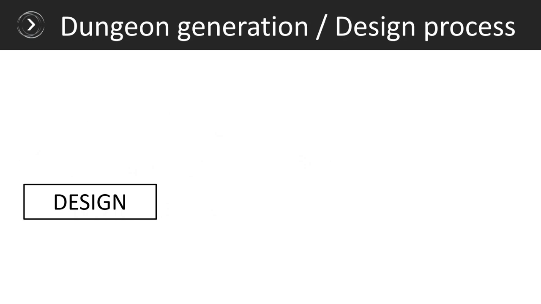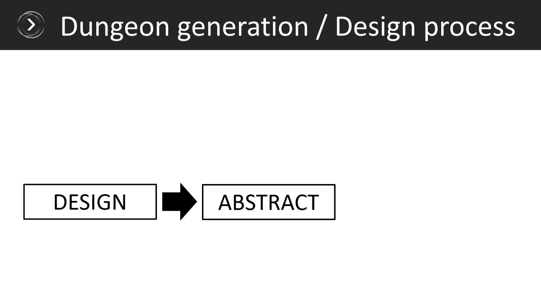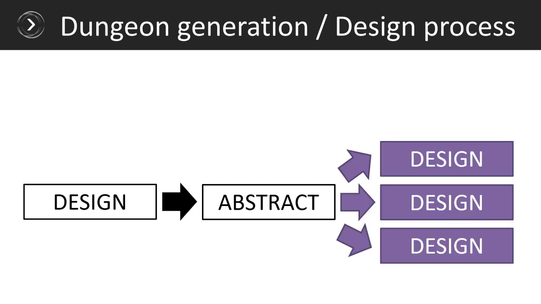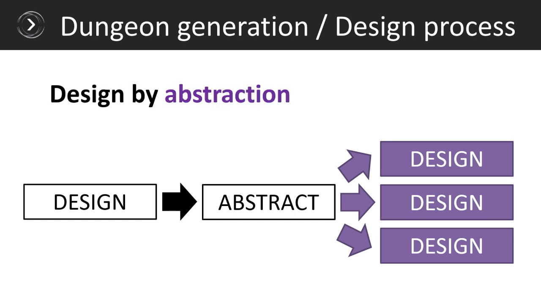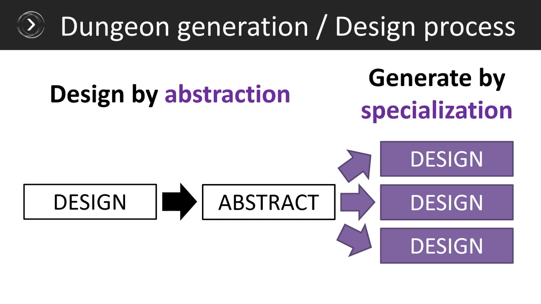So here is how the design process works. First, we design the contents. If it's level design, we design a dungeon layout, for instance. Or if it's more artistic, we design a room composition. Then we abstract this design. It means that we try to extract from it the important aspects of it. If it's a dungeon, for instance, it will be the shape of it, the length of it. If it's a room, it will be more like the placement of the different props, the atmosphere we want to give. And then we feed it to the system, and it will generate new designs from it. So we say that we design by abstraction, and we generate by specialization.